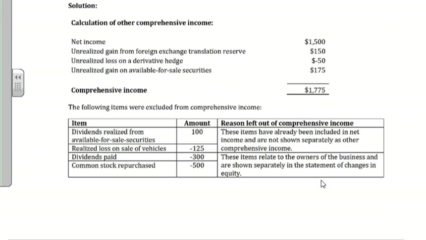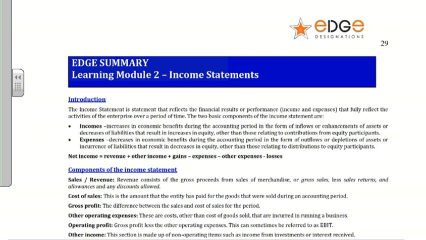So just remember that there's always going to be two components to an income statement: those items that fall normally part of the income statement, and then we've got those items that are not normally part of the income statement, as they are not part of our normal operations. We call those other comprehensive income. They do impact equity, my final balance of my equity on my balance sheet, but they are not part of my normal income statement. That then brings us to a close of learning module 2, income statements.